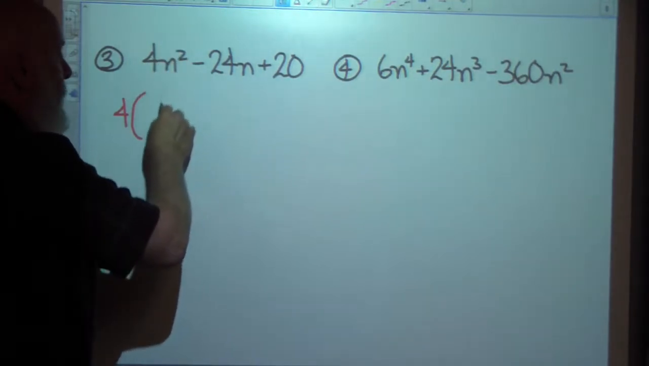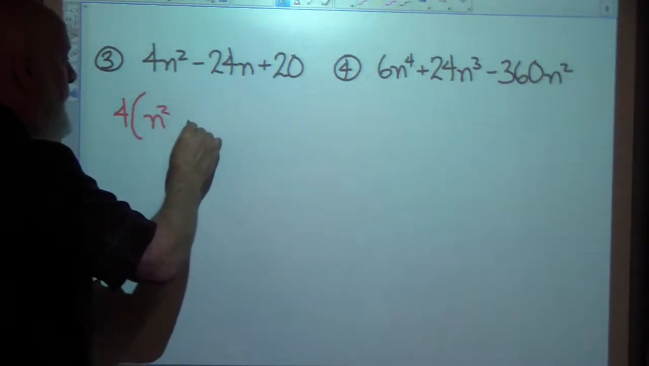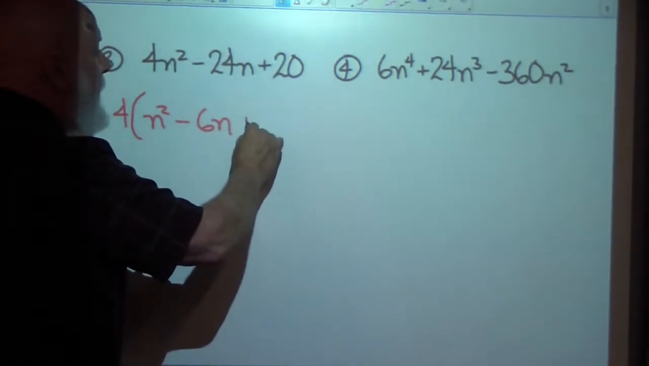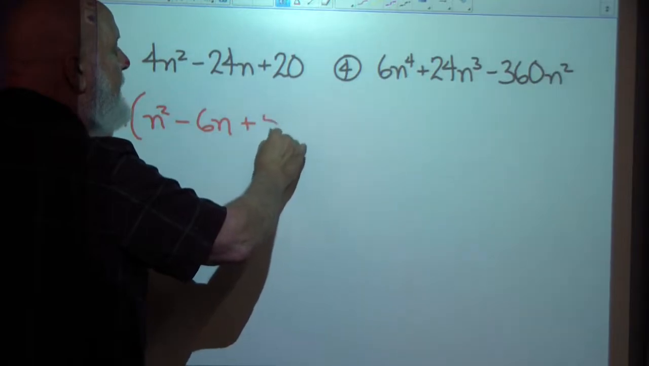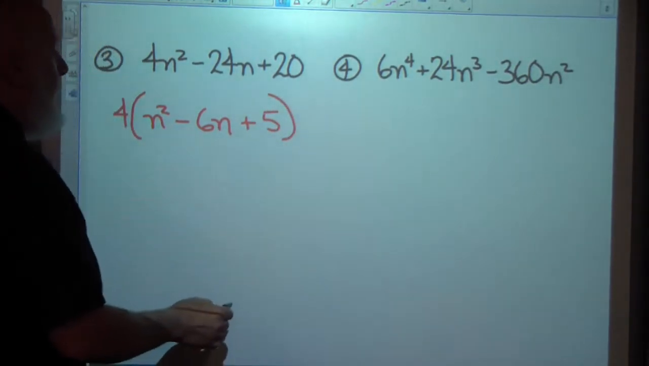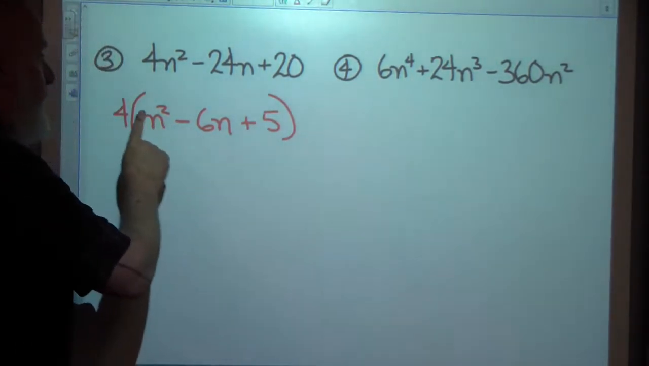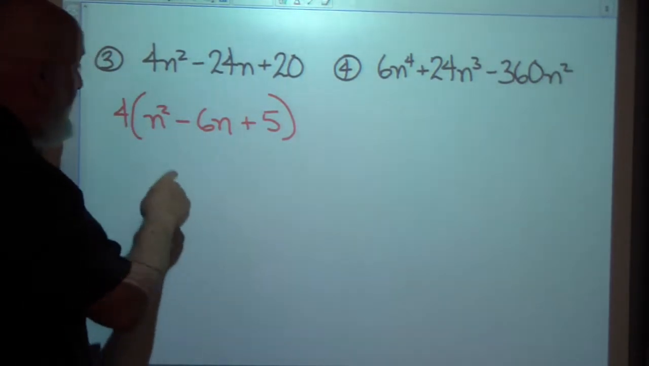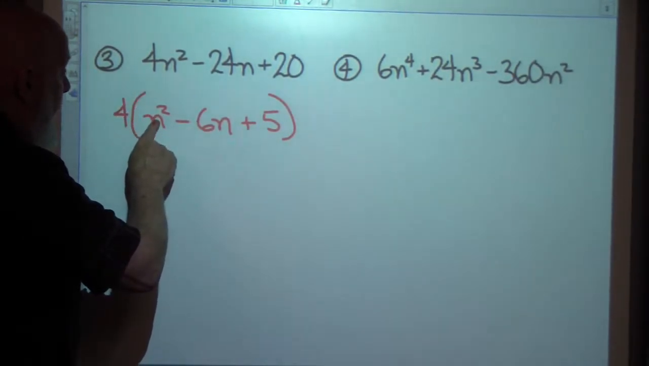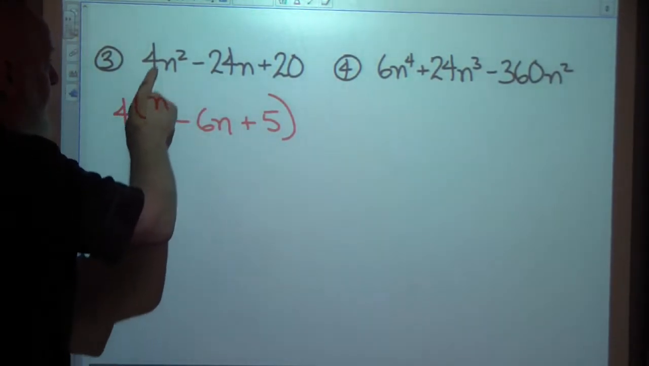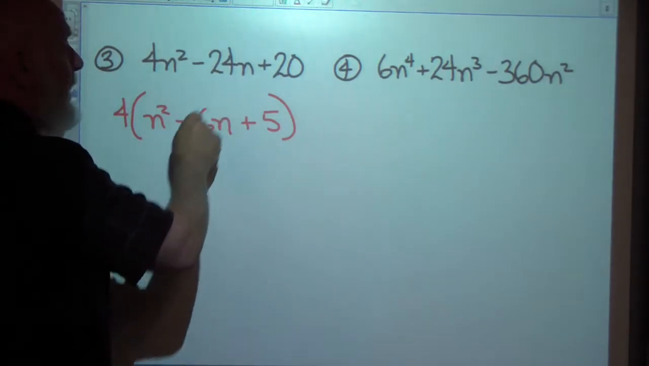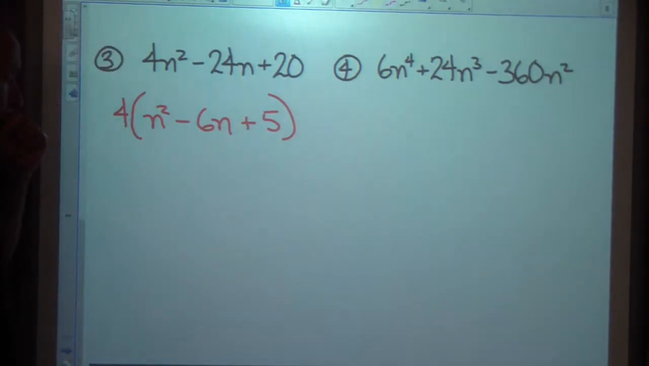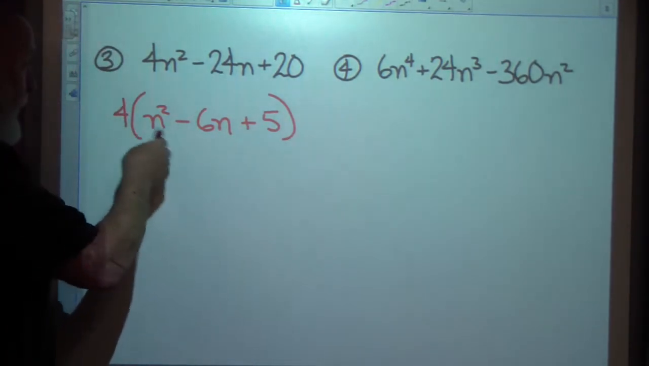If I divide this by 4, I'm going to get n squared. Minus, if I divide that by 4, I'm going to get 6n. Plus, if I divide this by 4, I'm going to get 5. Alrighty, now I can always check to make sure I factored it correctly. I didn't do that on number 2, but it just so happens I did factor it correctly. I'm going to make sure that I did. 4 times n squared is 4n squared, 4 times negative 6n is negative 24n, 4 times 5 is 20, so I've gotten a good start here.